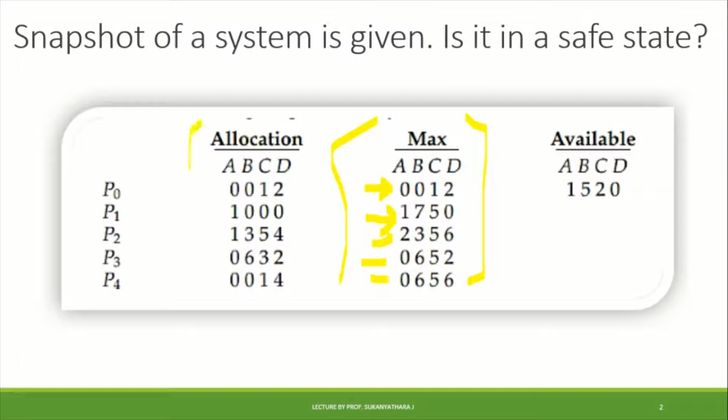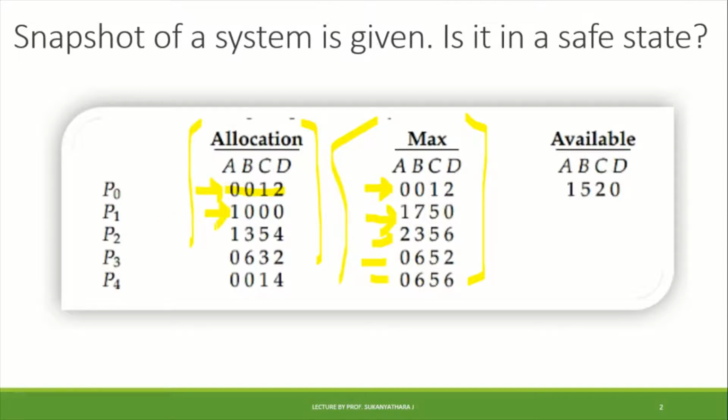Now there is another matrix called allocation. So this matrix tells us what is the current state of allocation to each process. How many instances of resource type A is allocated to P0? How many instances of resource type B is allocated to P0? Like that. So here, this is our allocation matrix. At a particular time instant T, 0 instances of resource type A is allocated to P0, 0 instances of resource type B is allocated to P0, one instance of resource type C is allocated to P0 and two instances of resource type D is allocated to P0. Like that for P1.